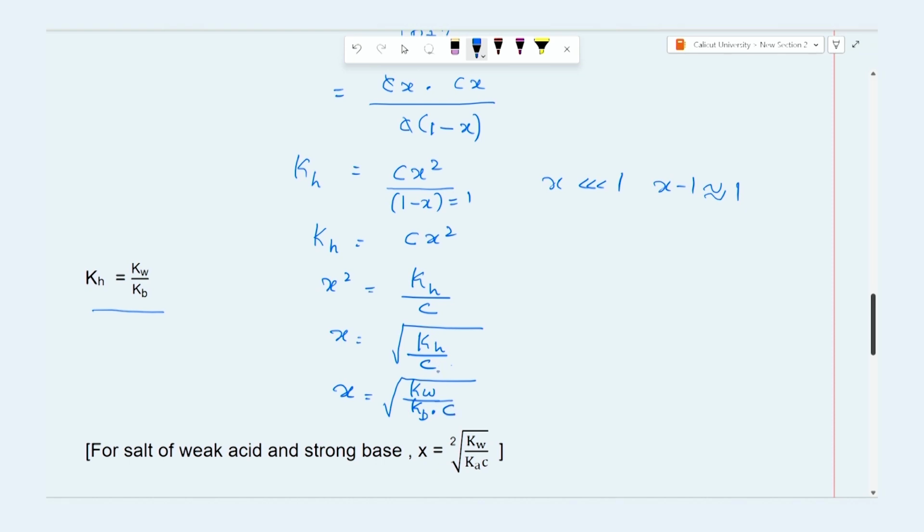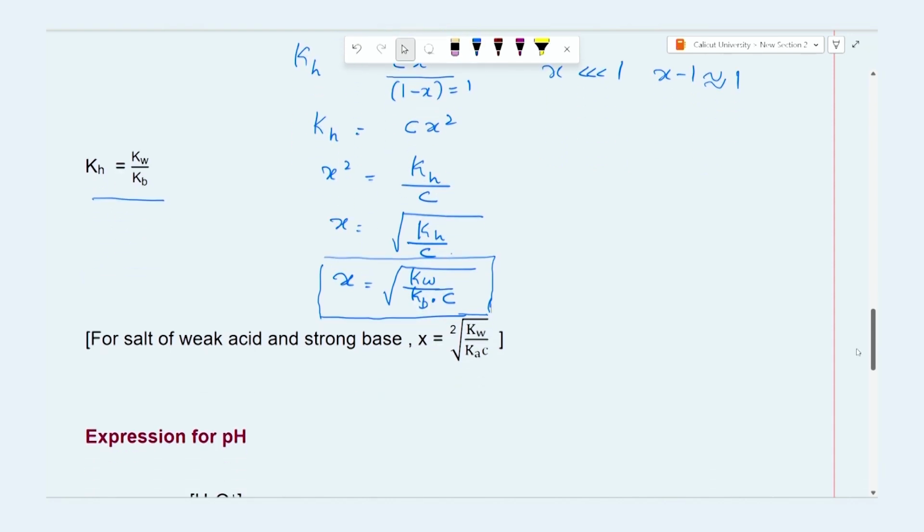Into C, which is in the denominator. So, this is the expression for degree of hydrolysis in the case of a salt formed from strong acid and weak base. Weak base is involved, so we have Kb in that equation. Now, just recall, for the salt formed from weak acid and strong base, the only difference you can see is the square root of Kw by, instead of Kb, you will be having Ka.